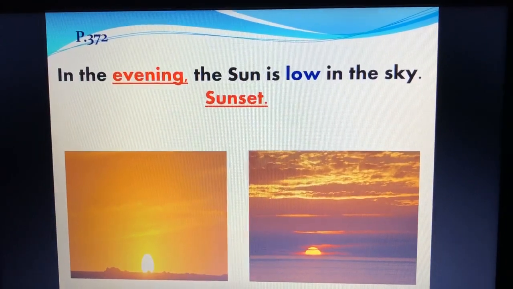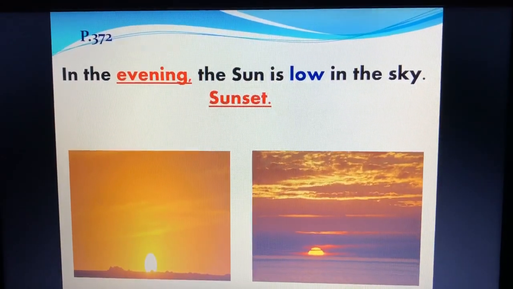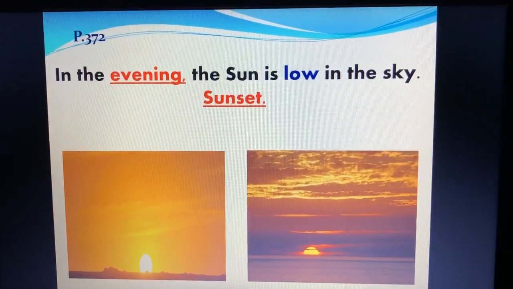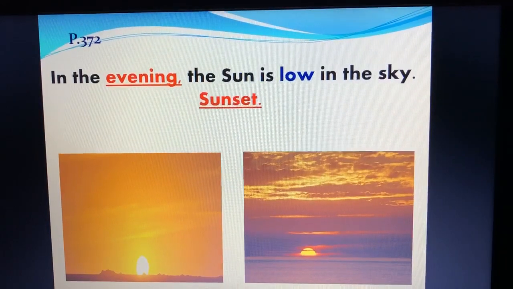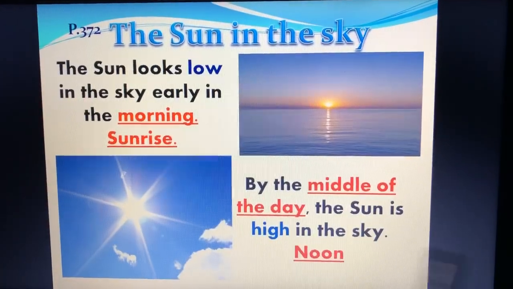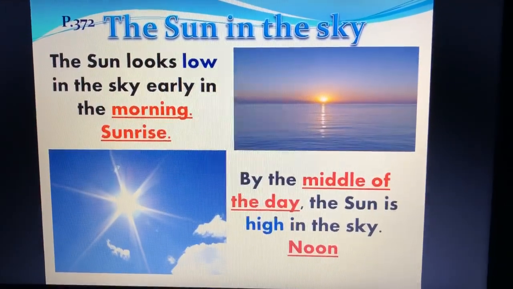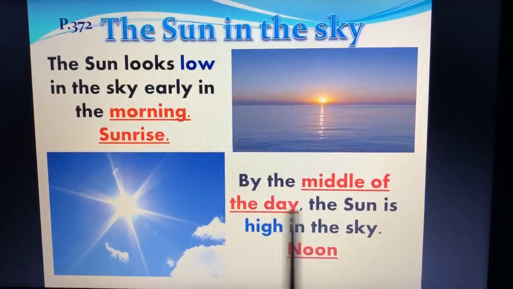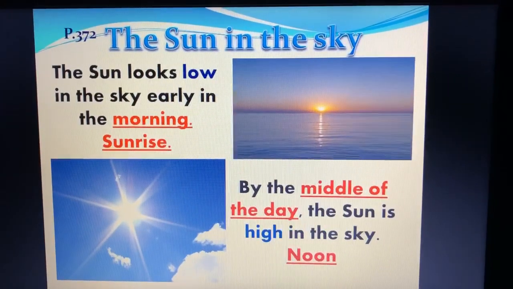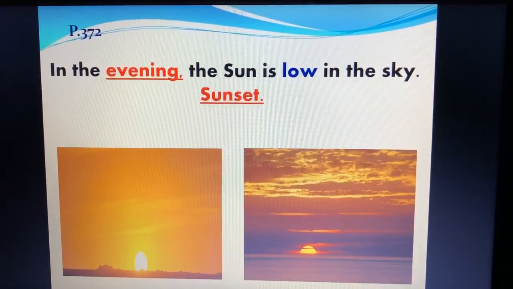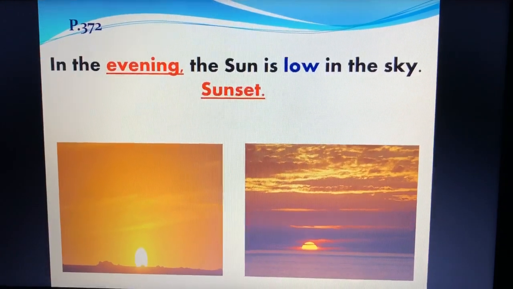In the evening, the sun is low again in the sky, which we call sunset. So in the evening, the sun is low, which is the sunset, as well as sunrise time, when the sun is low, and here at noon, the middle of the day, the sun is so high. Here's the sunset again. Do you see the sun here? It is low.